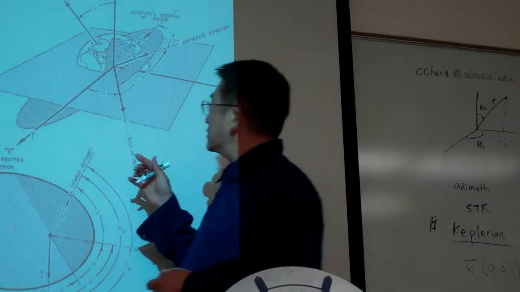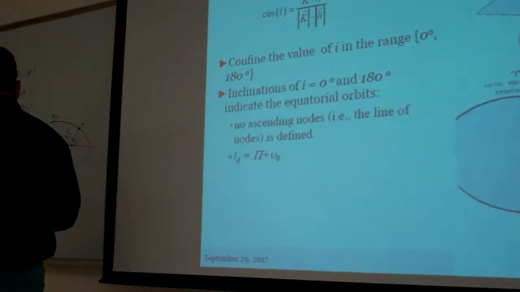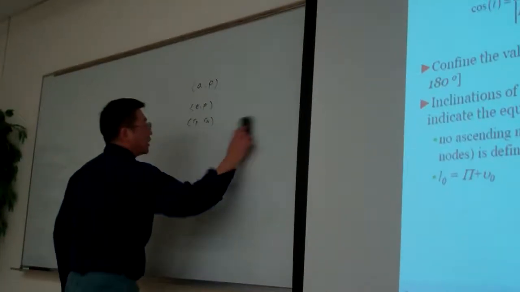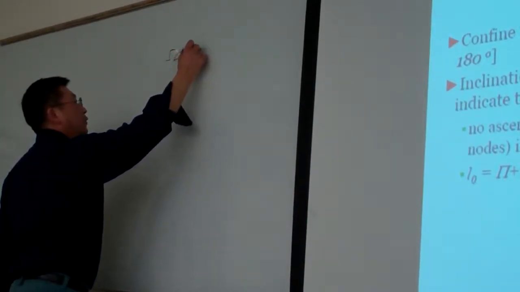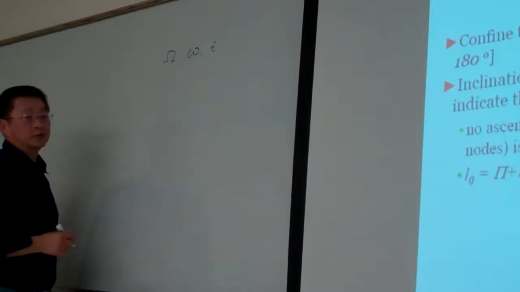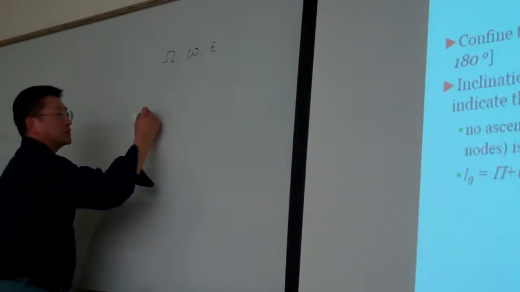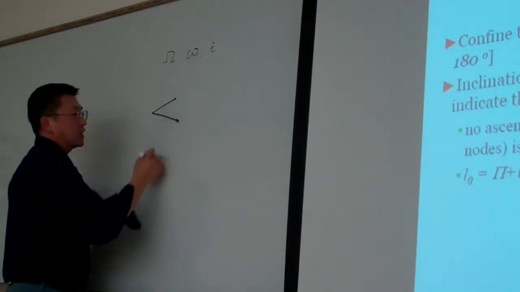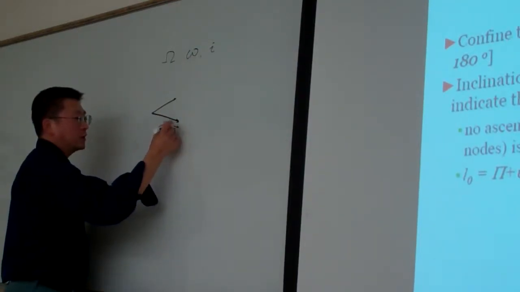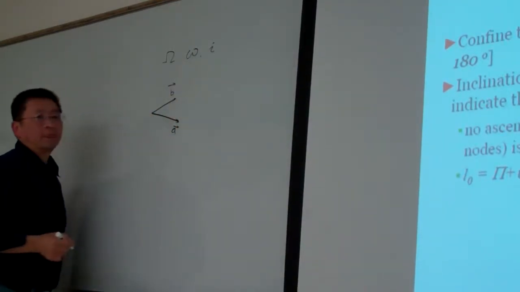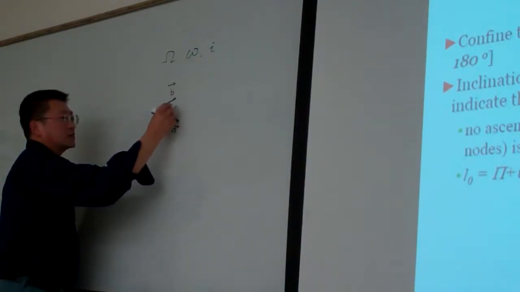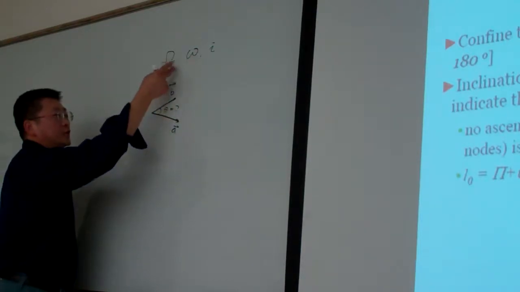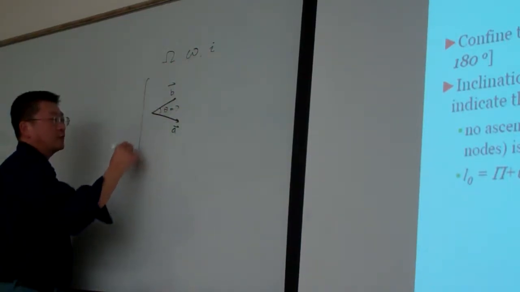From this page onwards, we're going to determine the three angles, omega and I, individually. Basically, the angles are based on the concept that this is a vector A and this is a vector B. How do we determine theta here? The three angles are determined from this concept.